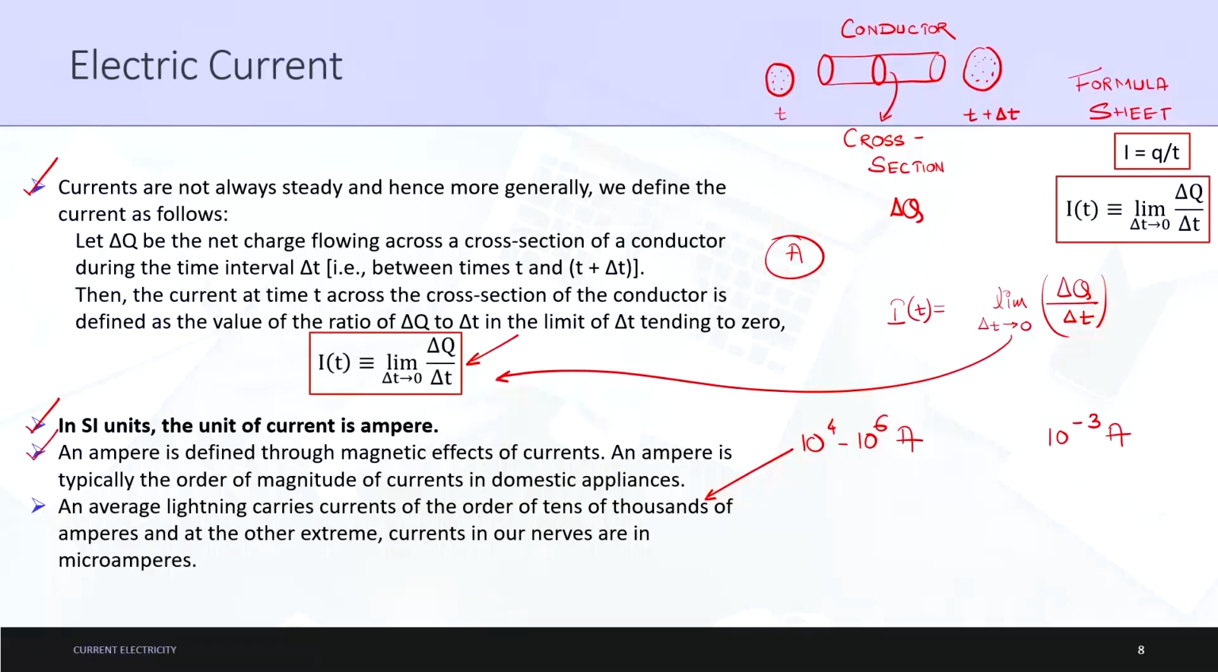Then we understood the formula of electric current, that is I is equal to Q by T. If we need to generalize it, then I is the limit as delta T tends to 0 of delta Q by delta T, where delta Q is the amount of charges moving across or through a conductor from point A to point B in some time delta T.